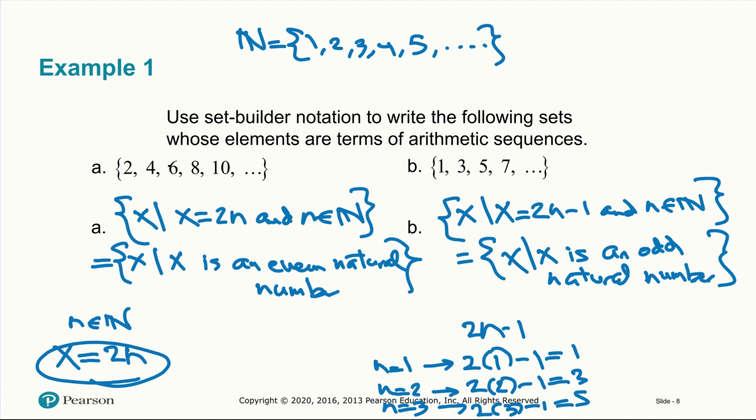So note that the conversion that took place here was from the listing or roster notation to set builder notation, right?